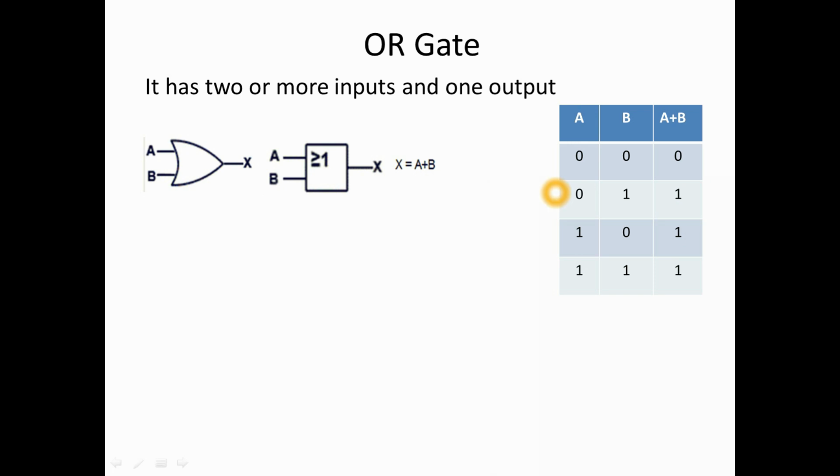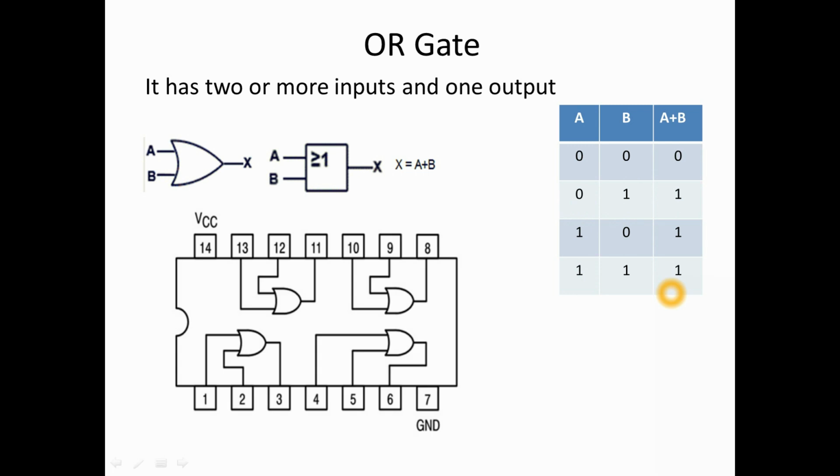It is the truth table. When you take the 2 input OR gate, the possible inputs are 0 0, 0 1, 1 0, 1 1. For 0 0, the output is 0 because both inputs are logic 0. For 0 1, 0 plus 1 equals 1. Similarly, 1 plus 0 equals 1, 1 plus 1 equals 1. If any one of the inputs is logic 1, the output is logic 1. That is the OR gate.